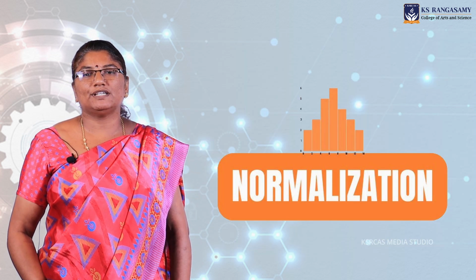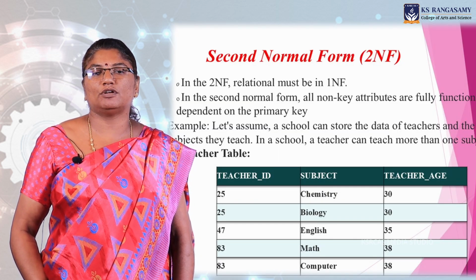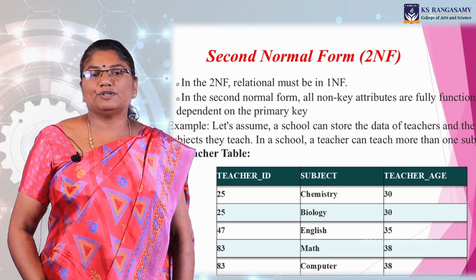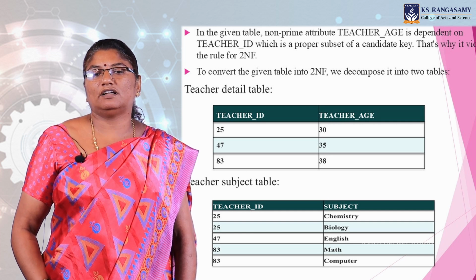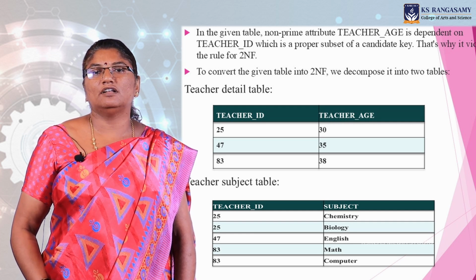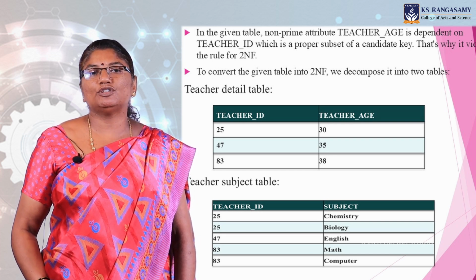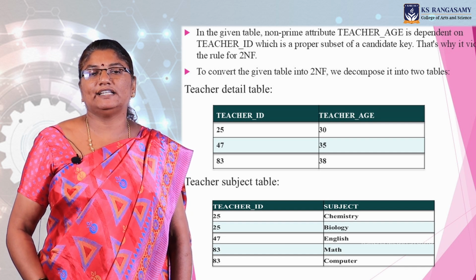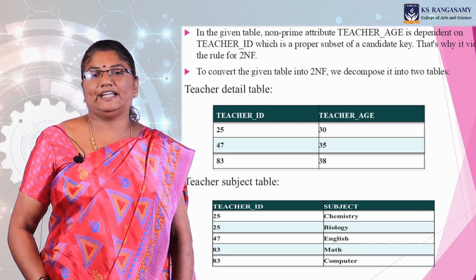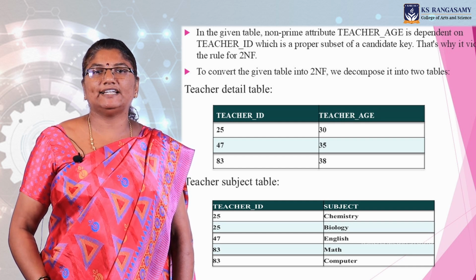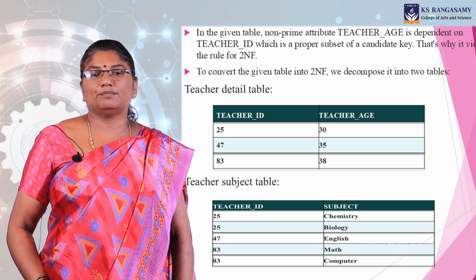Next is the second normal form. For the second normal form, the relation must be in the first normal form, and the non-key attributes should be fully functionally dependent on the key. For example, let us assume that in a school a teacher can teach more than one subject. Consider a teacher table with the attributes teacher ID, subject, and teacher age. In this table the teacher age depends on the teacher ID, which is only a subset of the candidate key. To convert this into second normal form, this table is decomposed into 2 tables.